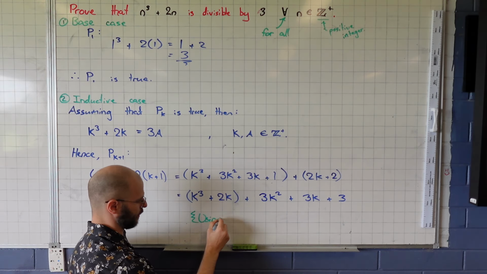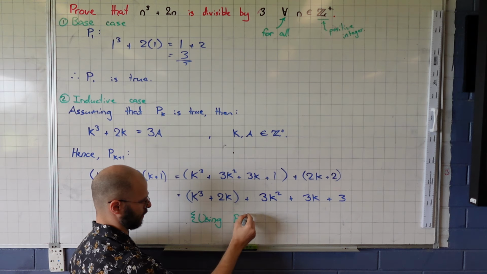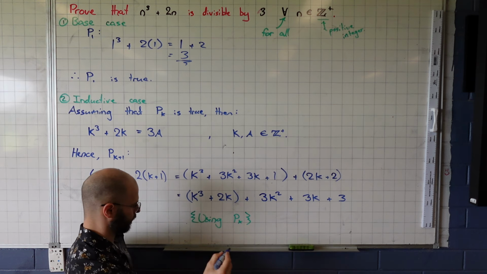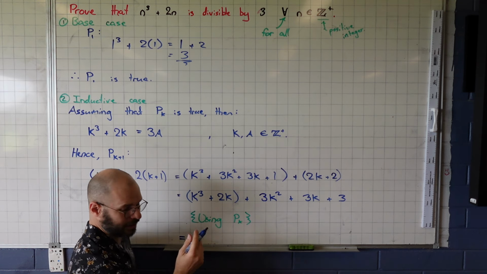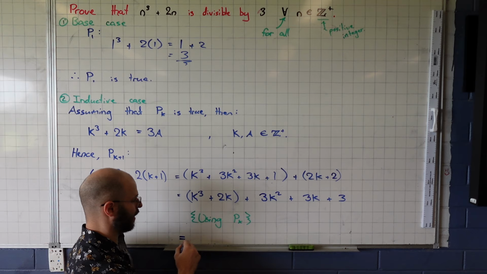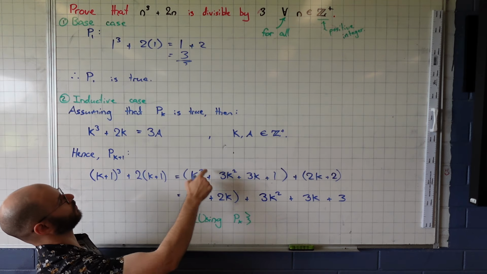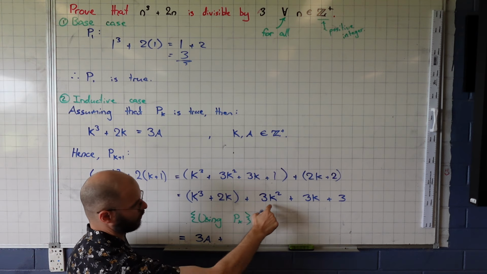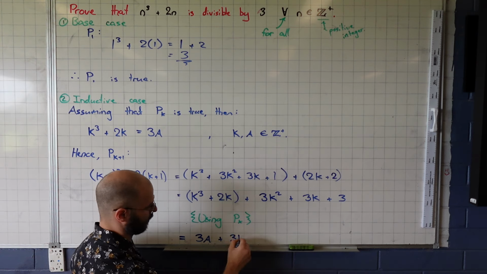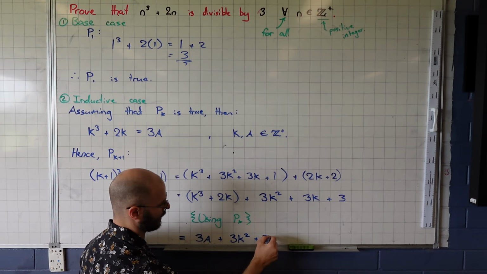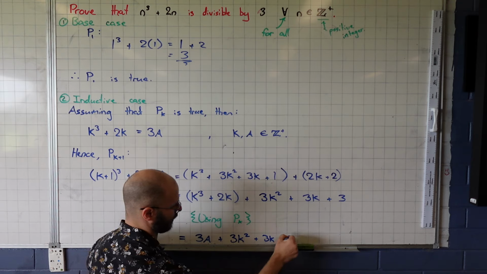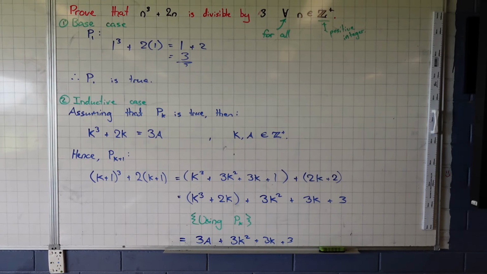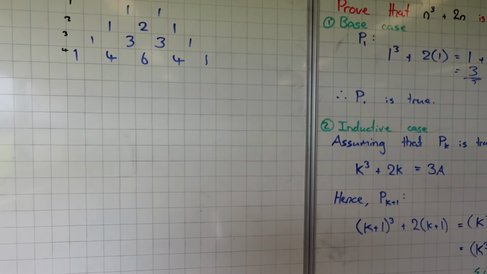Using P of k. You should always state this because it cues the reader to show that you know what you're doing. You never want the examiner to think you're not as knowledgeable as you actually are. So k cubed plus 2k is just 3a. Then we've got all this over here: our 3k squared plus our 3k plus our 3. Does that seem cool? It's at this point we run out of board space, so moving across.